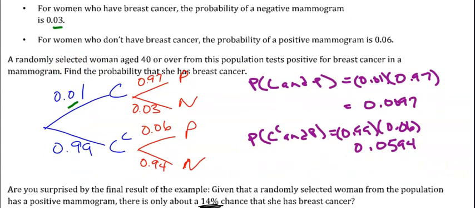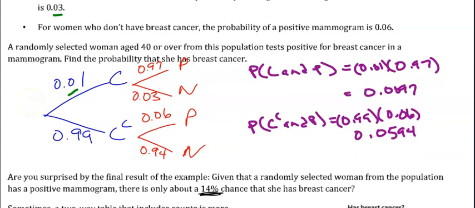So just the probability of having a positive mammogram in general would be the sum of these two things. So if we add 0.0594 and 0.0097, we're going to get 0.0691. Okay.